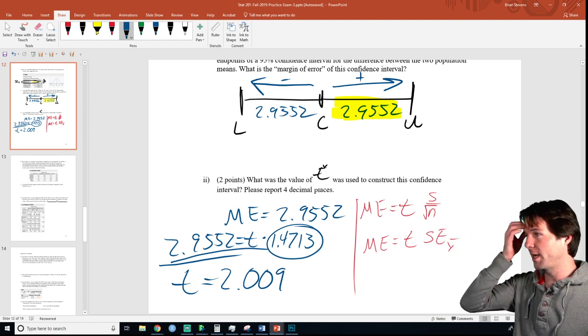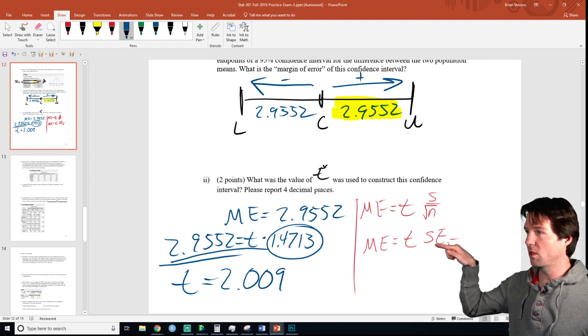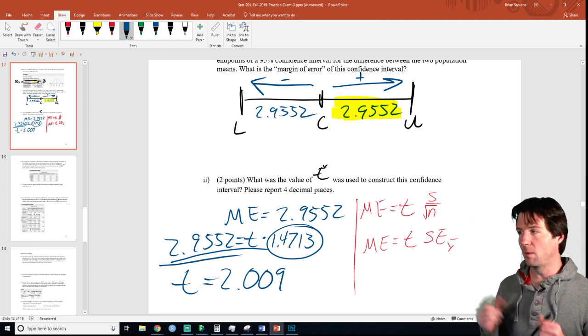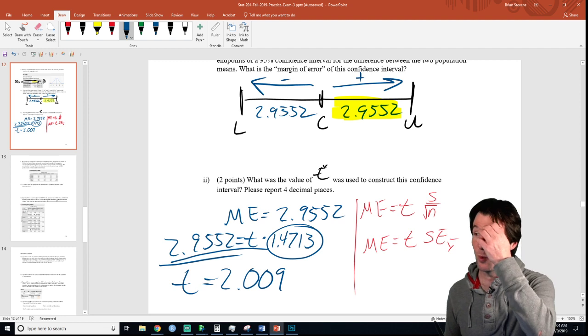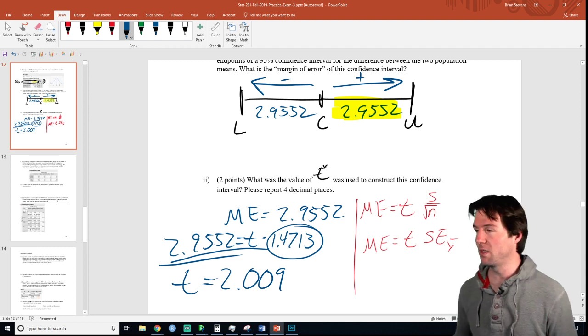I'll move my head out of the way. I wrote kind of the equations right here. We also knew the margin of error, and we were able to solve that. This is a tricky one. It's definitely one of those 2-pointers that is hard to do. You're welcome, Lindsay. Glad to help out.